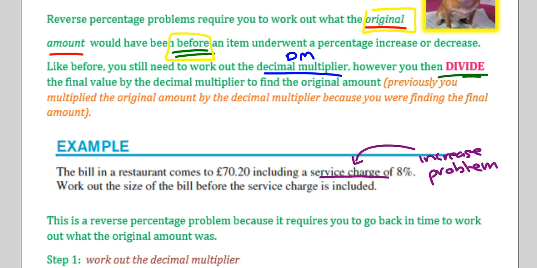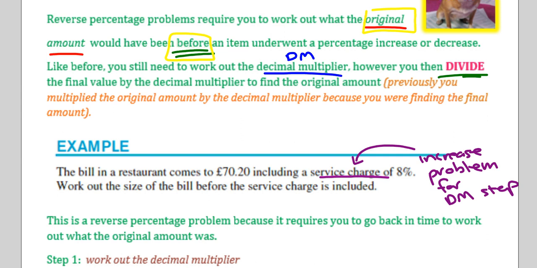That's for working out the DM, the decimal multiplier step. So that's one thing you want to work out. Is it an increase or a decrease problem for the decimal multiplier? And you work it out just like you did before. If it's an increase, you just do 100 plus 8 over 100.